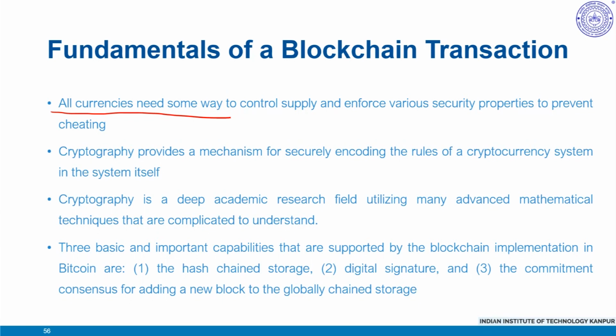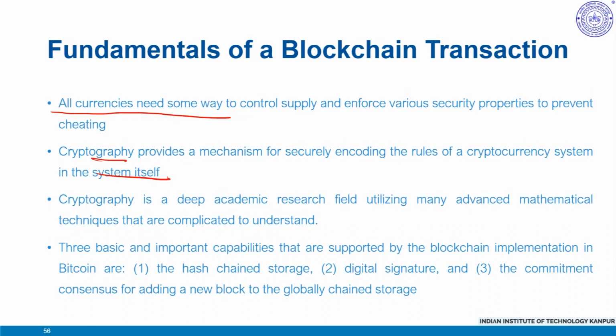So, as the name suggests, cryptocurrencies make heavy use of cryptography. Cryptography provides a mechanism for securely encoding the rules of the cryptocurrency system in the system itself. We can use it to prevent tampering and equivocation, as well as to encode the rules for creation of new units of the currency into a mathematical protocol. Before we can properly understand cryptocurrencies, then, we'll need to delve into the cryptographic foundations that they rely upon.